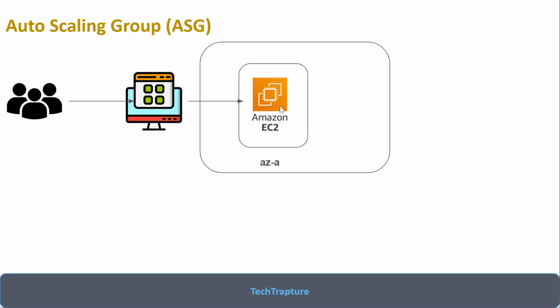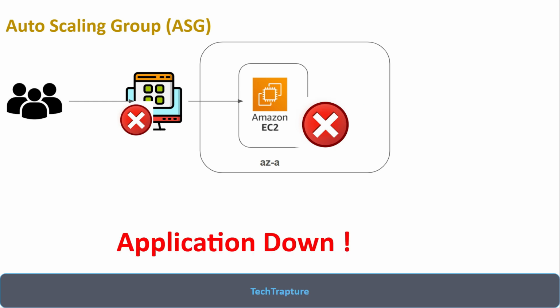But suppose by any chance your application crashed or your EC2 instance crashed or there is an outage in your zone A, then what will happen? Users will not be able to access your application and your application will be completely down. In production you cannot afford downtime for your application. So in this case we should use an ASG.